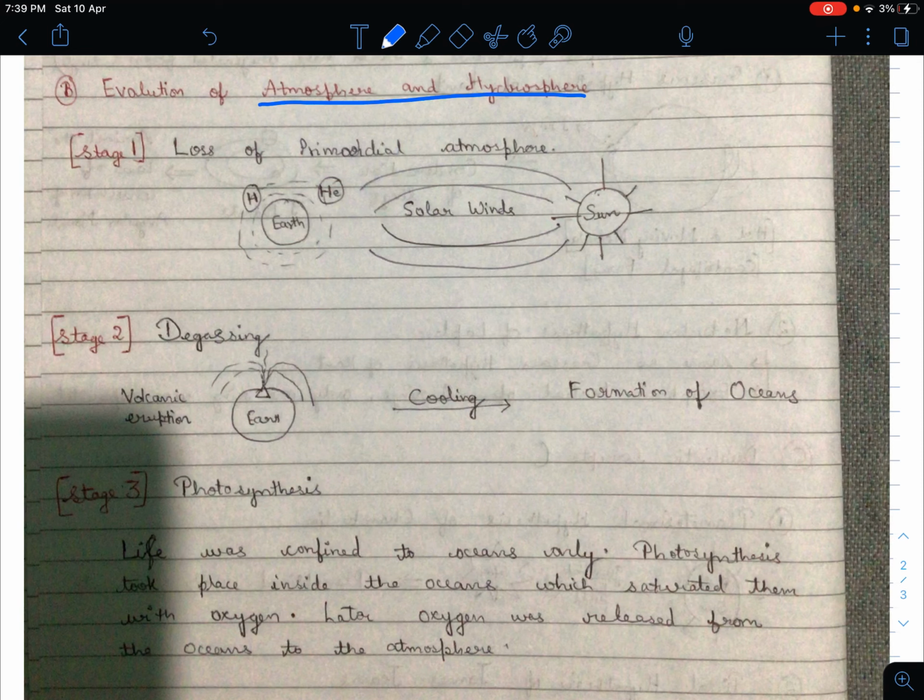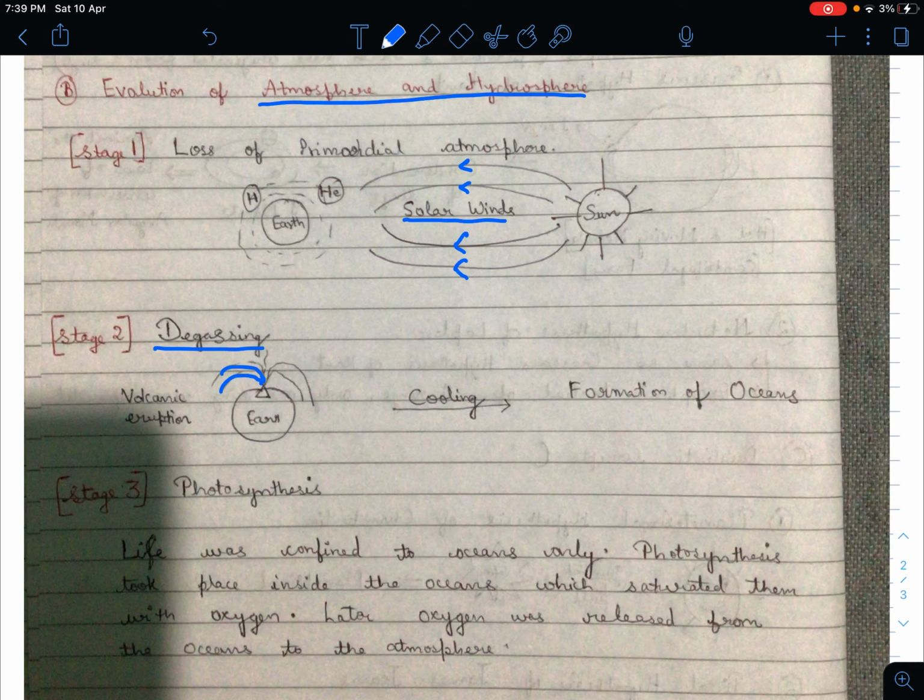So there are three stages. First one is the loss of primordial atmosphere. The earth consisted of hydrogen and helium, and due to the solar winds coming from the sun, the hydrogen and heliums were blown away. And in the next stage, degassing took place. Due to volcanic eruptions, gases evolved.